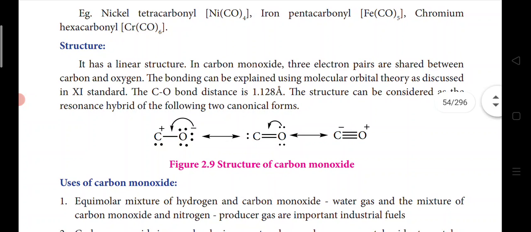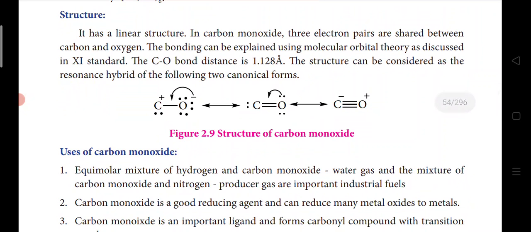If you see the structure of carbon monoxide, it is a linear structure. In carbon monoxide, you can see 3 electron pairs are shared between carbon and oxygen. The valency of carbon is 4, oxygen is 2. So these 3 pairs of electrons will be shared. The bonding can be explained using MO theory, like we already studied in 11th standard. And the carbon oxygen bond distance is 1.128 angstrom.